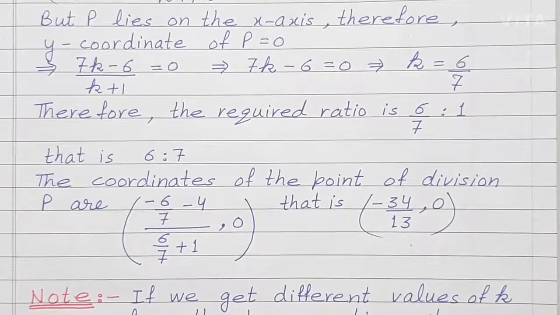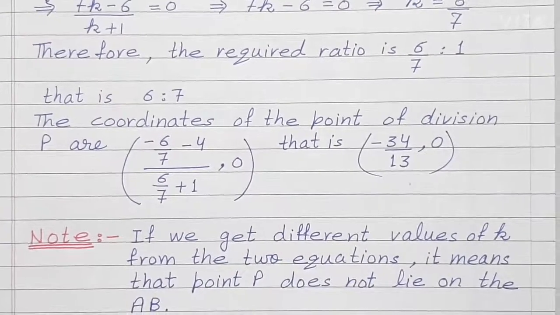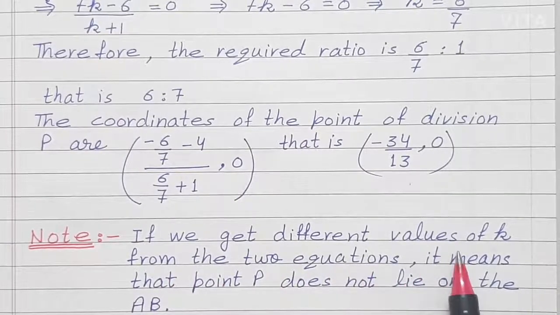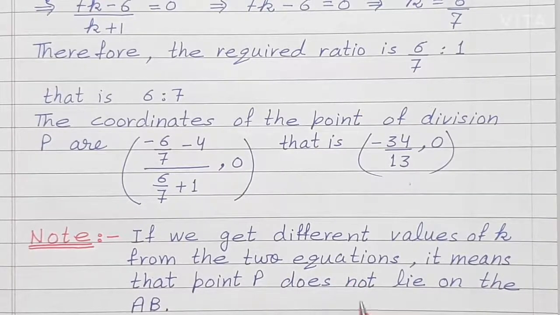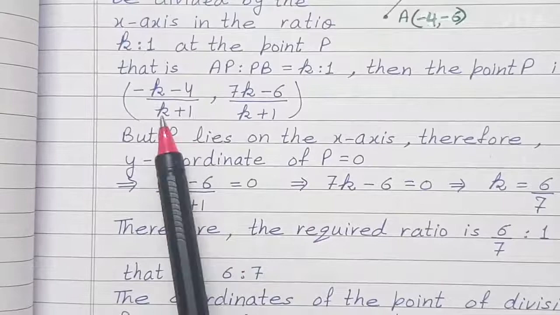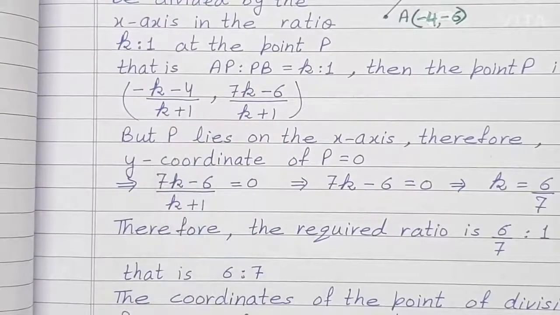Now students, note one very important point here, that is, if we get different values of k from the two equations, it means that point P does not lie on AB. So this means whenever you compare the coordinates in both the cases, the value of k should be the same. Clear?